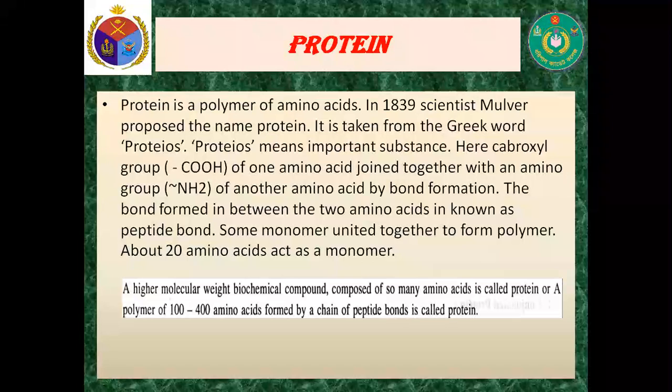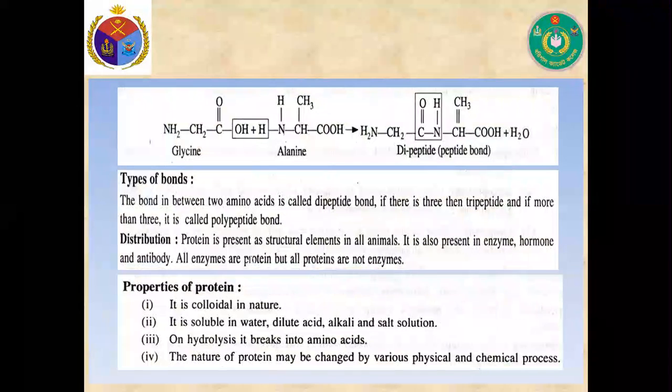Some monomers united together to form a polymer. About 20 amino acids act as monomers. Now, the definition of protein. A higher molecular weight biochemical compound composed of so many amino acids is called protein. On the other hand, a polymer of 100 to 400 amino acids formed by a chain of peptide bonds is called protein.